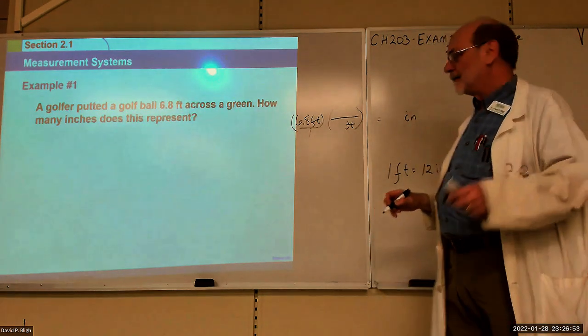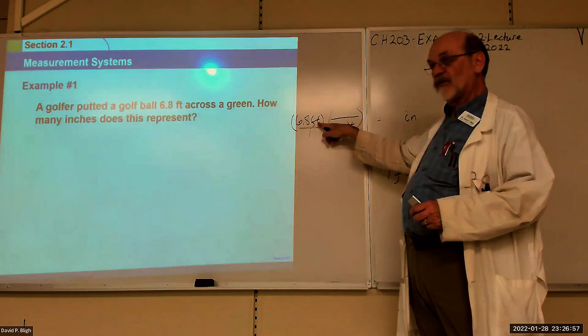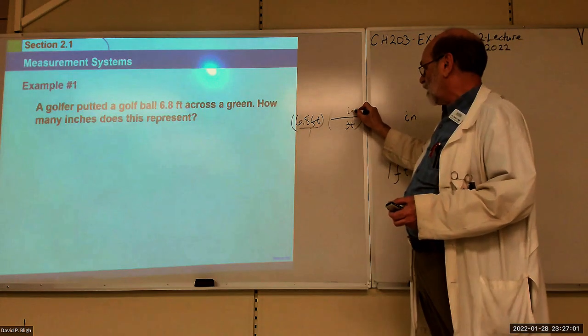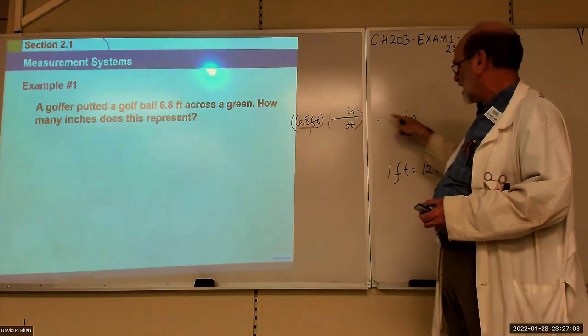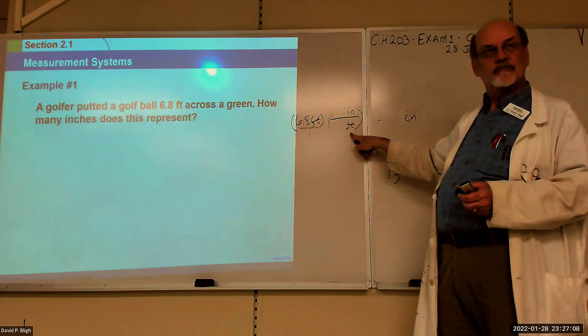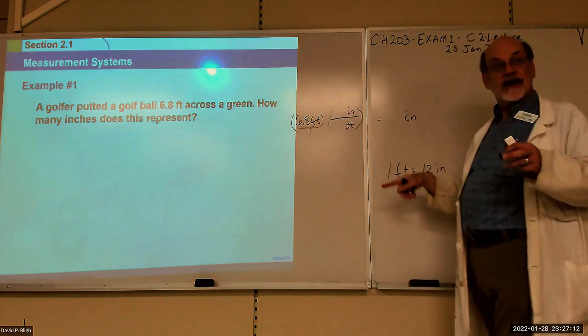Okay, that's math. So if I put feet in the denominator times feet in the numerator, they cancel, right? So that means I need inches in the numerator. So this one says inches is on top. This one says feet's on bottom. So how do I get my conversion factor in here like that?